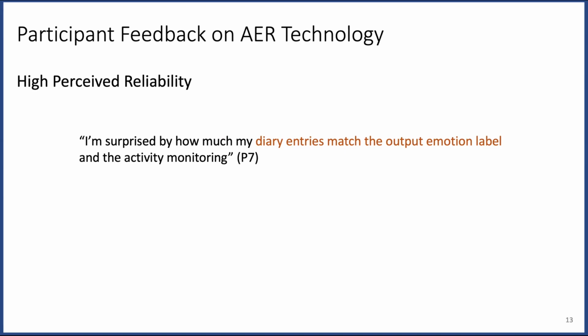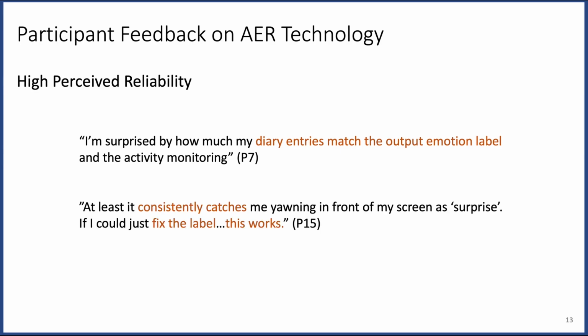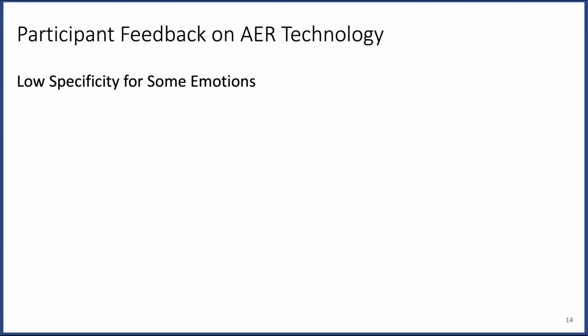Participants also perceived the tool to be reliable. They were surprised by how much their diary entries matched the output emotion labels and the activity monitoring. They felt that the tool consistently captured their facial expressions. For example, for participant 15, the tool consistently labeled whenever they yawned as surprise. They felt that if they could fix the label, it would consistently work accurately.